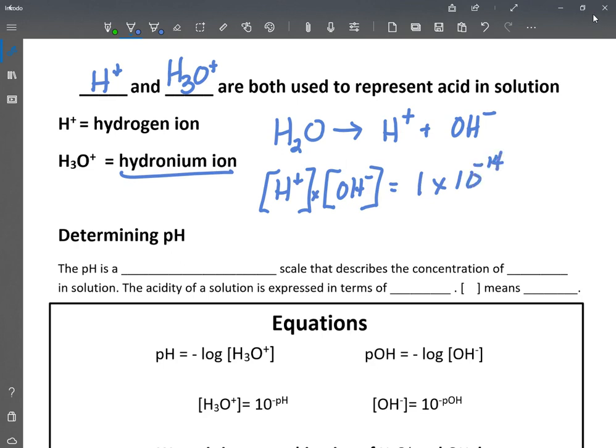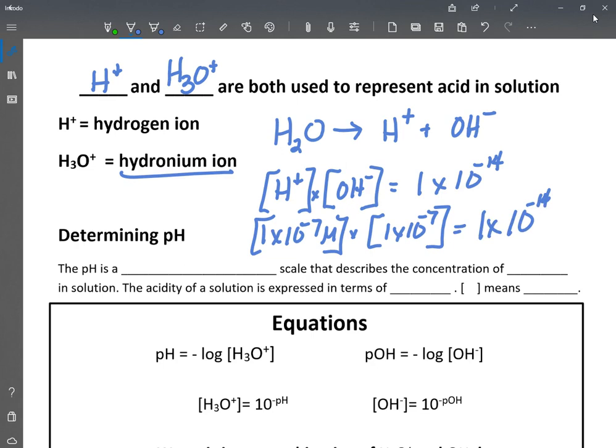If it is water, it's going to be neutral, and you're going to have 1 times 10 to the negative 7th molarity of hydrogen ions, and 1 times 10 to the negative 7th molarity of hydroxide ions. Multiply those together, and you get 1 times 10 to the negative 14th. This is often called the equilibrium constant of water. All right. Now, we can use this information to determine pH.